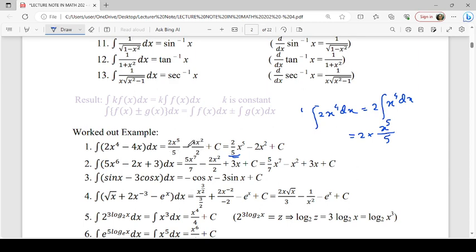So this result is, k is a constant, so k is taken outside, k into f(x). This is 2 into x to the power 4, so the 2 comes outside.